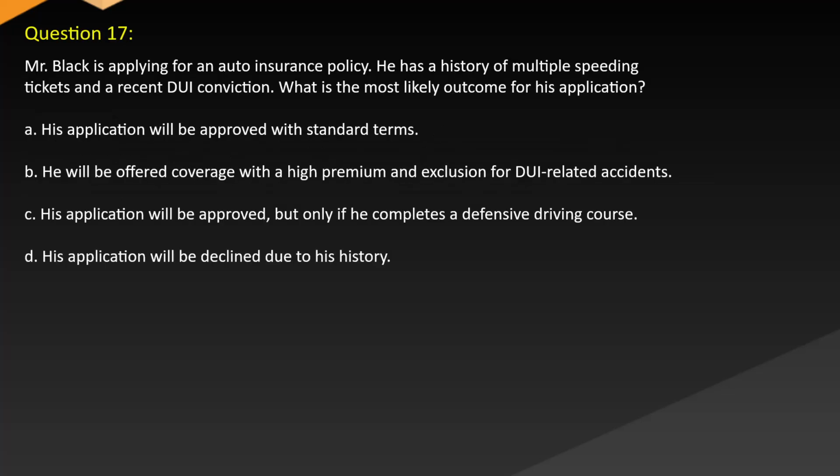Question 17. Mr. Black is applying for an auto insurance policy. He has a history of multiple speeding tickets and a recent DUI conviction. What is the most likely outcome for his application? A. His application will be approved with standard terms. B. He will be offered coverage with a high premium and exclusion for DUI-related accidents. C. His application will be approved, but only if he completes a defensive driving course. D. His application will be declined due to his history.